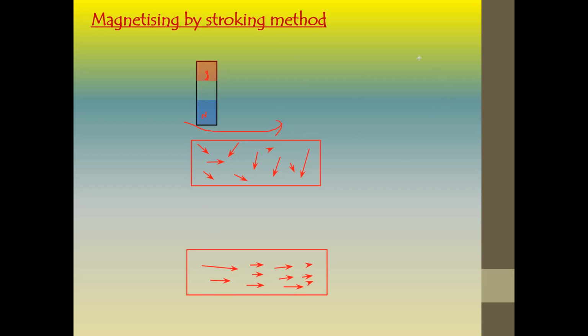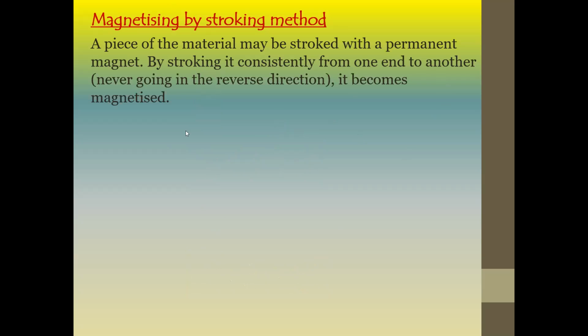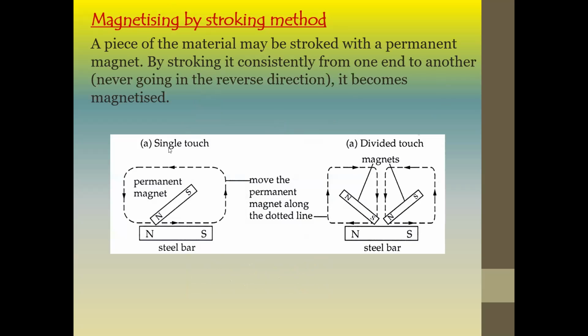So the first method to magnetize is by DC. The second method is called stroking or rubbing the material with a permanent magnet. One is single touch, another one is divided touch. Here we rub, then repeat again and again, continuously doing the same process until it is magnetized. And here we are rubbing with opposite poles.